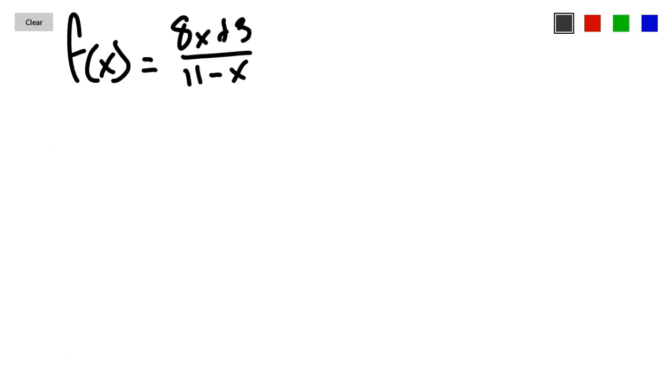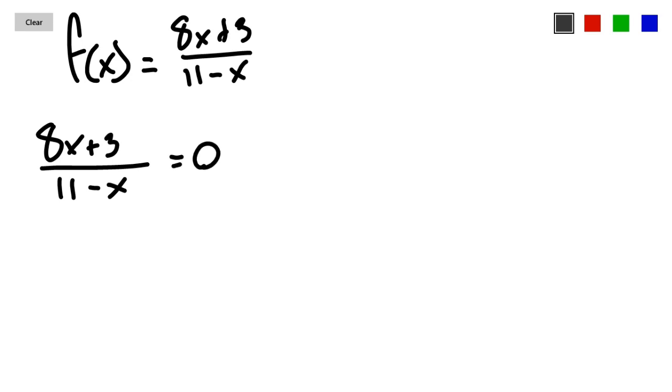So in the second example, I have f of x is equal to 8x plus 3 divided by 11 minus x. Again, since I'm looking for the values of x that are going to make this function 0, the way that I set this up is I have my function, which is 8x plus 3 divided by 11 minus x, and I just set it equal to 0. If I want to find the values of x that make this equal to 0, I just set the function equal to 0 and then solve for x.